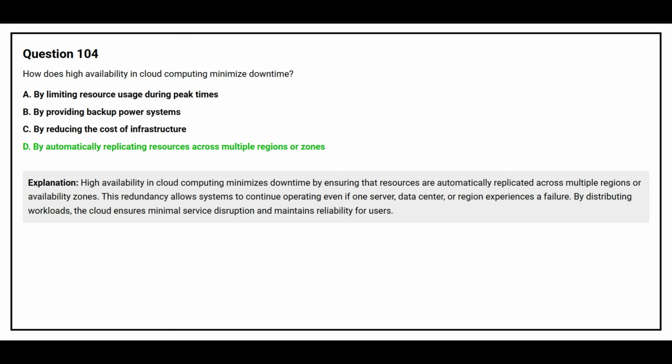High availability in cloud computing minimizes downtime by ensuring that resources are automatically replicated across multiple regions or availability zones. This redundancy allows systems to continue operating even if one server, data center, or region experiences a failure. By distributing workloads, the cloud ensures minimal service disruption and maintains reliability for users.